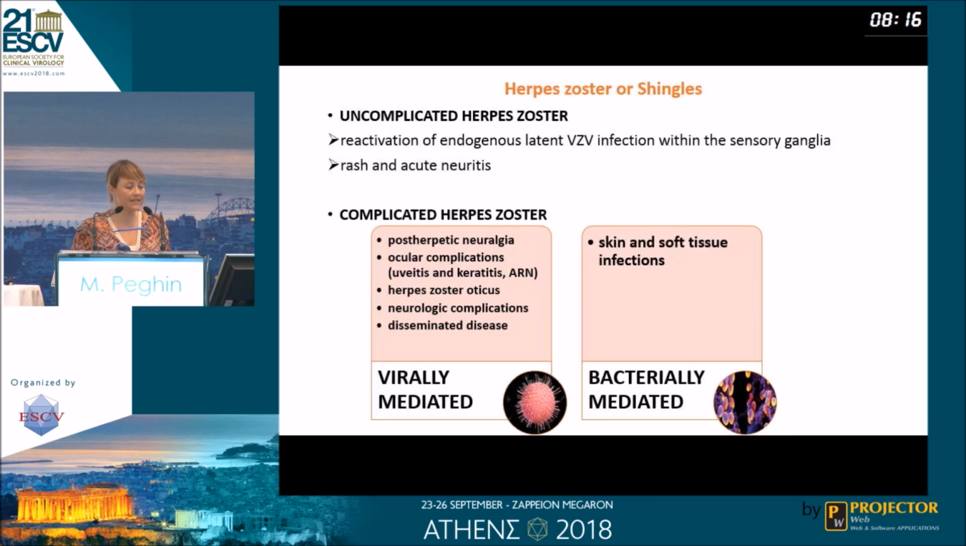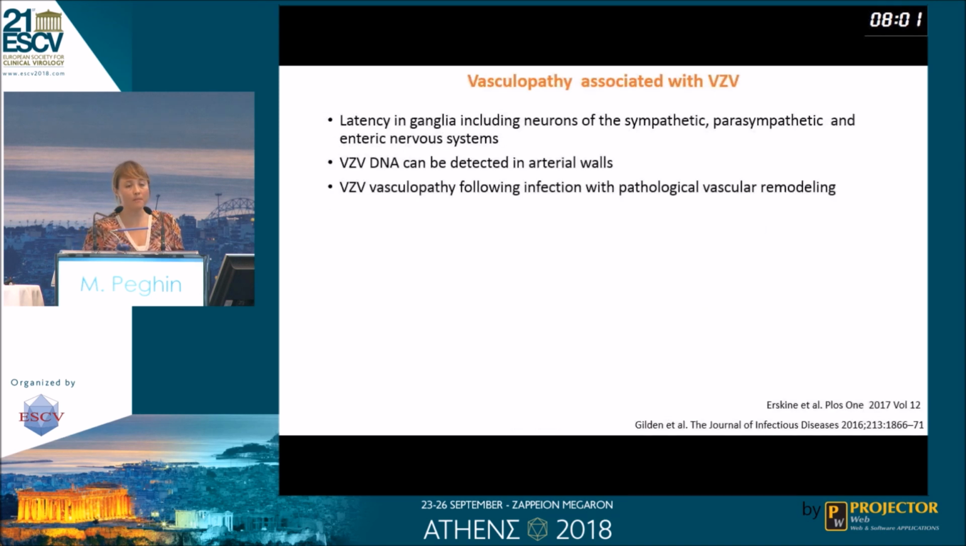Herpes zoster or shingles may reactivate in sensory ganglia, producing rash and acute neuritis. Post-herpetic neuritis is the most common complication related to herpes zoster. But one of the most interesting data we have discovered in the last year, thanks to the use of varicella zoster PCR, is the role of varicella zoster in vasculopathies.